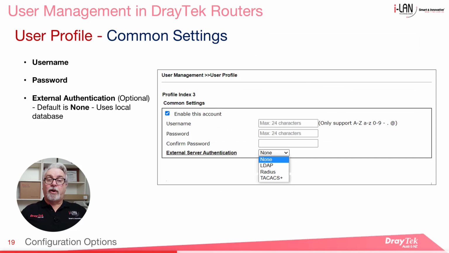When setting up a user profile, you'll need to specify a username and password. This is in the Common Settings section of the user profile. You also have the option to enable external authentication to an LDAP, RADIUS, or TACACS+ server. But the default setting here is none, which will use the local database set up in the router.